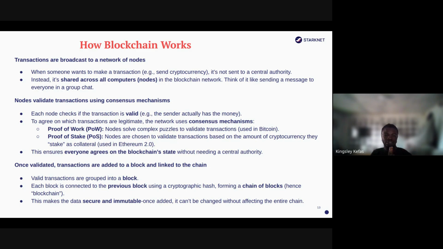Here it is. Transactions, first of all, are broadcasted toward the network of nodes. You recall what we said about nodes: nodes are computers that participate in that particular blockchain network. So transactions are broadcasted to all the nodes. When someone makes a transaction, it is not sent to maybe one authority just like that. Instead, it is shared across all those computers, all those nodes on that particular network.